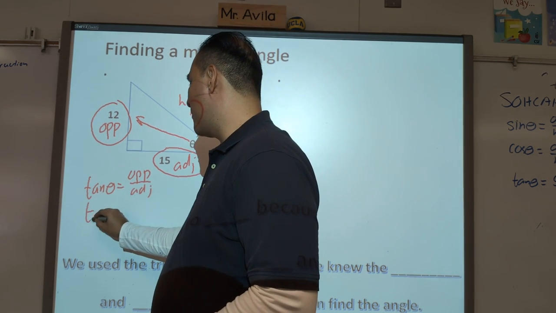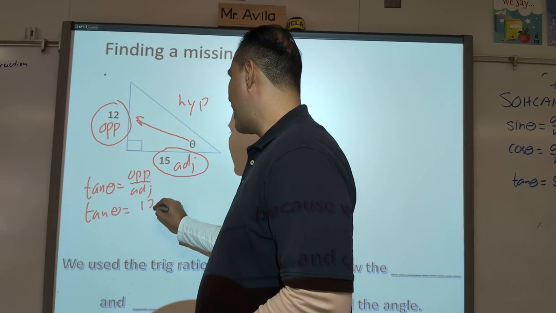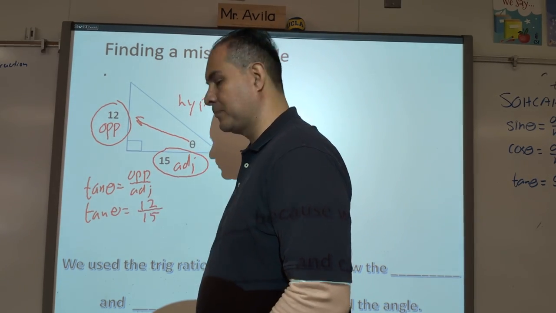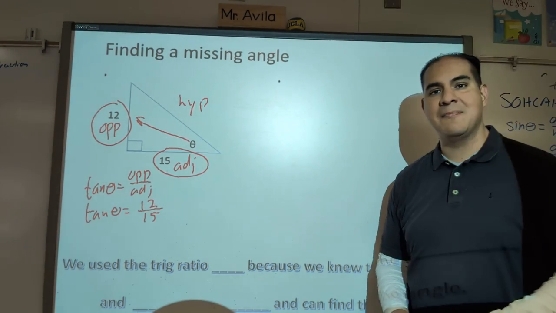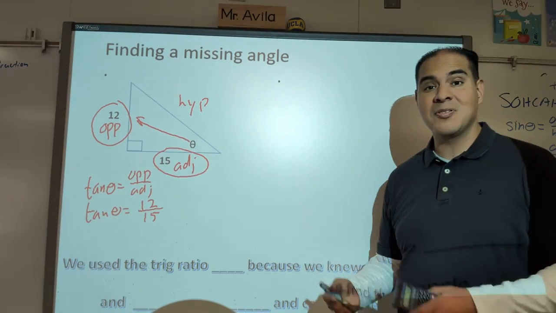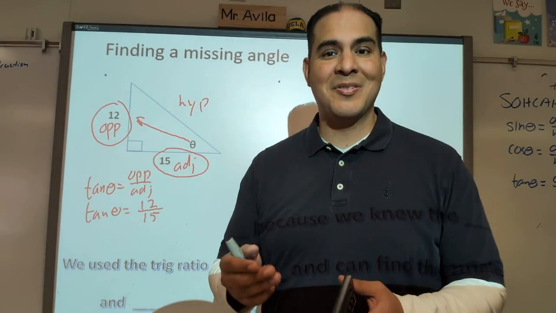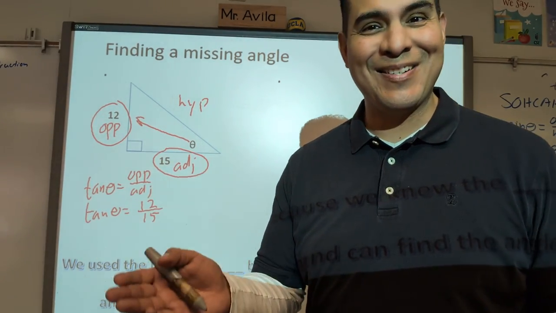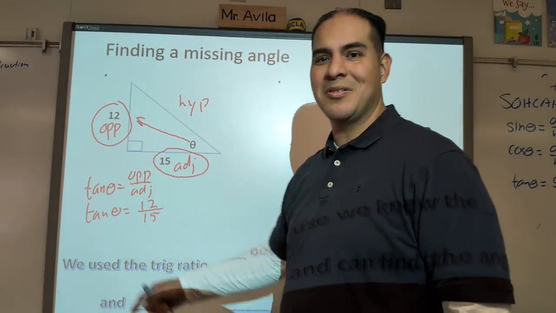And so then we're going to put in our information. The tangent of theta is opposite, which is 12, over adjacent, which is 15. So now we have to eliminate this tangent. The opposite of multiplication is division. The opposite of addition is subtraction. But what's the opposite of tangent?